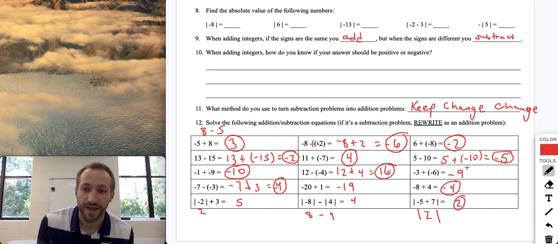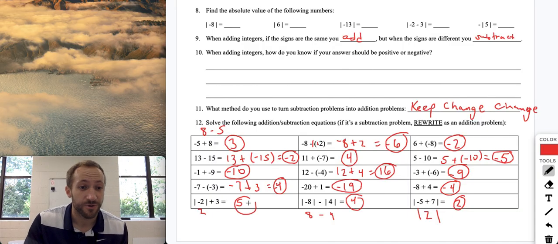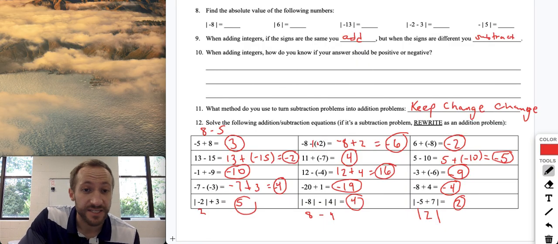I'm going to go back and circle my answers. If you are not in that habit of circling your answers, I suggest you start. It's really helpful for your teachers and for yourself when you're looking through your work. All right, so that's the first page. We'll come back in another video and do the next page.